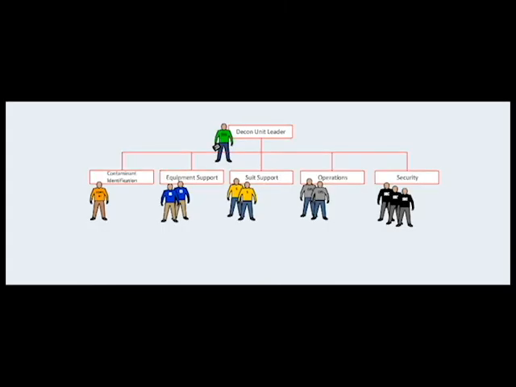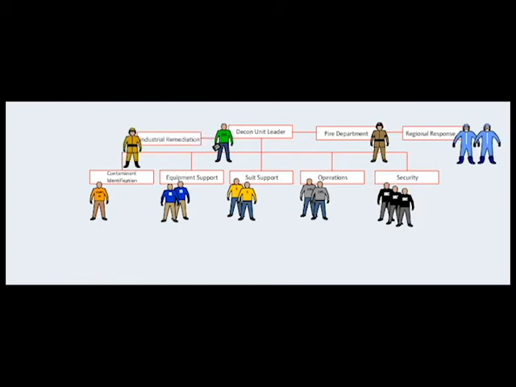Additional roles and responsibilities are assigned to others depending upon the number of victims and staff available. Examples of additional positions include triage, safety officer, and traffic control. The decon unit leader also decides if outside resources, such as the fire department, regional response teams, or industrial remediation teams need to be contacted.